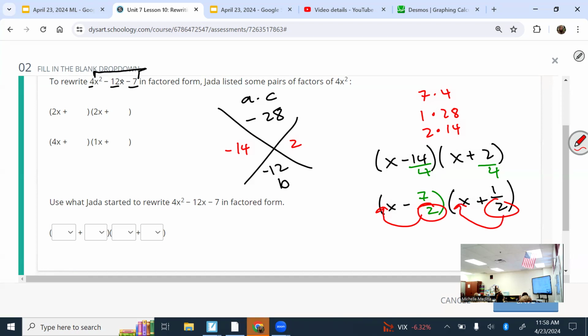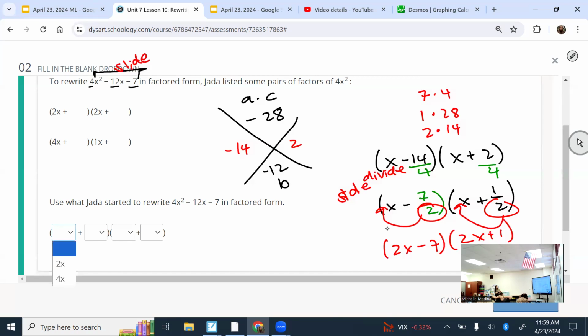So sometimes they call this slide, divide, and slide. You actually have to slide twice. So it's 2x minus 7, 2x plus 1 is our factored form. Let's fill in these blanks. Questions on that though? They both should start with 2x.